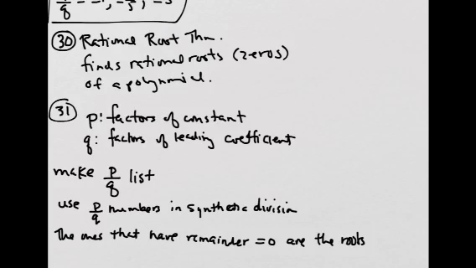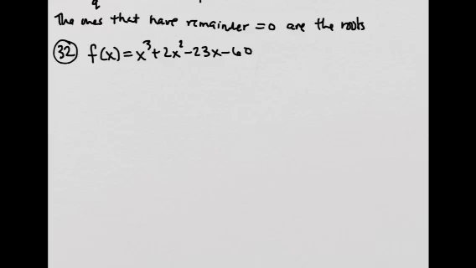Alright, so for 31, they ask you to list the steps or describe the process of finding rational zeros of a polynomial with integer coefficients. So first you find the factors, the p factors, which are factors of the constant, then the q factors, which are factors of the leading coefficient. Make your list of p over q numbers, and then use those p over q numbers in synthetic division. The ones that have a remainder equals 0 are the roots. Those are the ones you're looking for. And that's it.